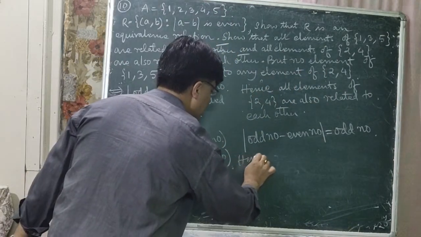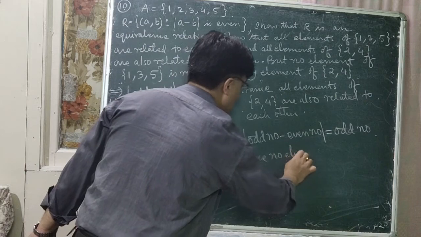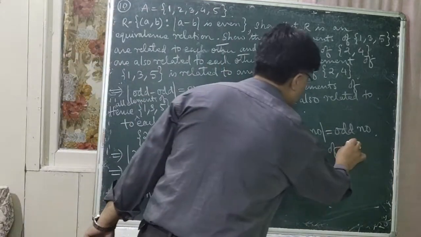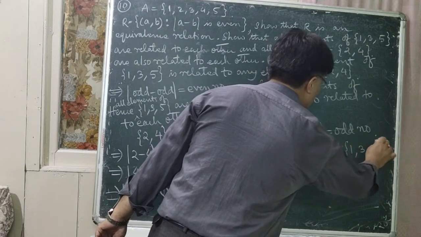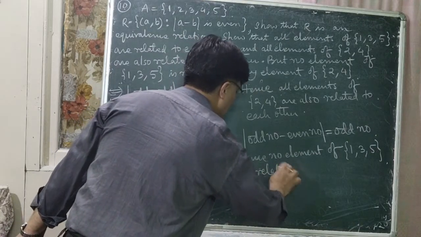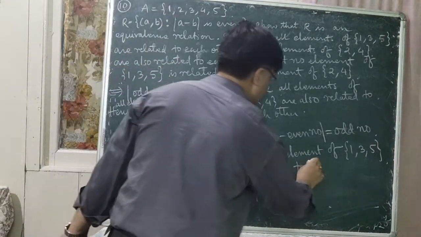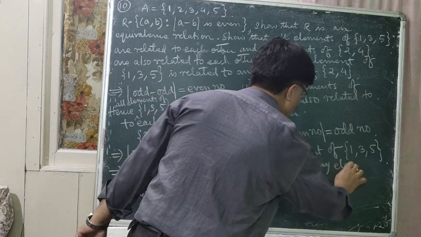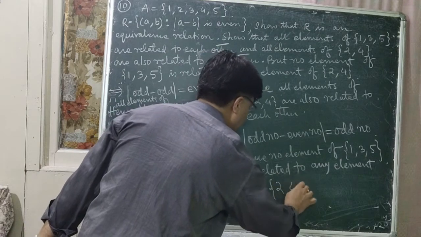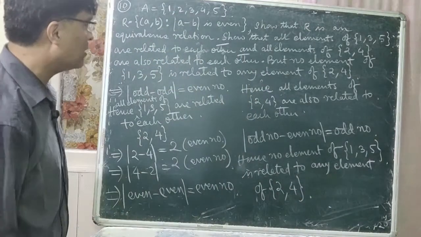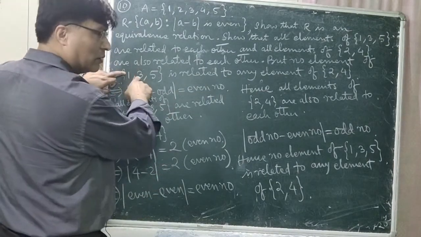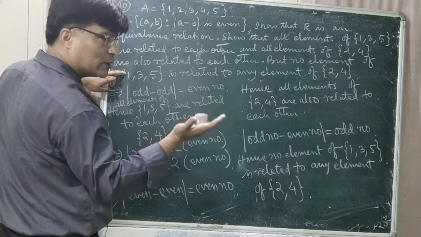So hence no element of 1, 3, 5 is related to any element of within second bracket 2, 4. Is that clear now? That is, यहाँ के भन्नु खोजेको भन्दाखेरि within mod भित्र subtraction गरेर that is always positive.